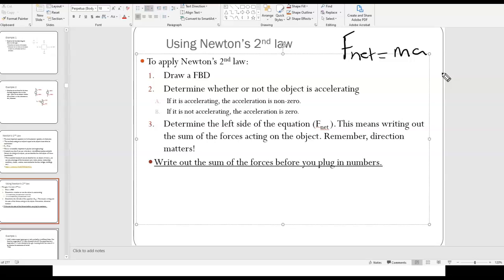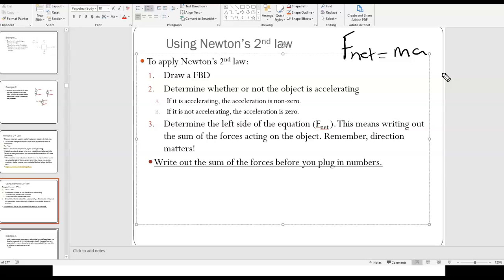You should write out the sum of the forces before you plug in numbers. I promise if you do that, it'll make solving problems way, way easier. When you do go to plug in numbers, make sure that you take into account the direction, because what you're adding on the left side is vectors. So the direction is important.